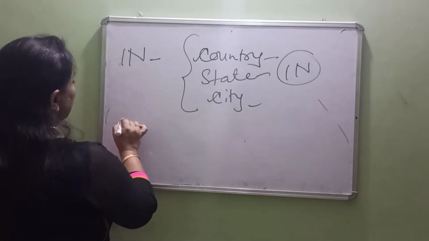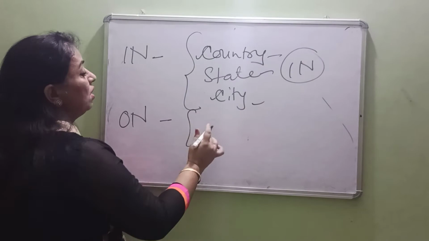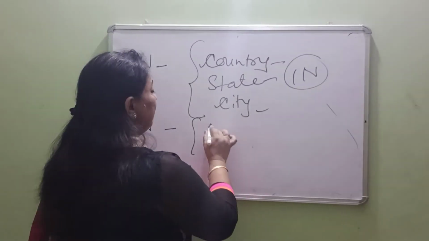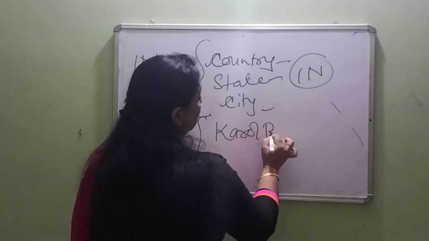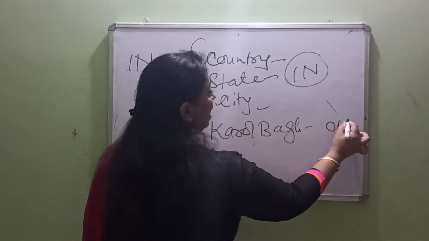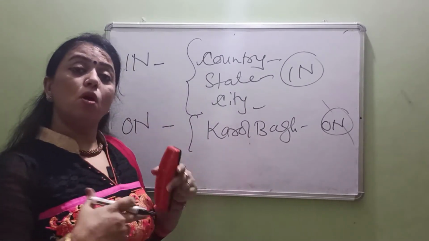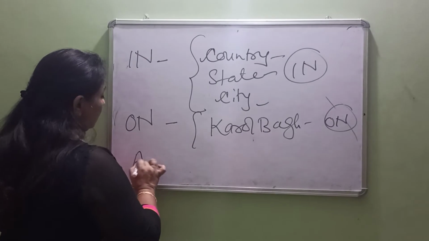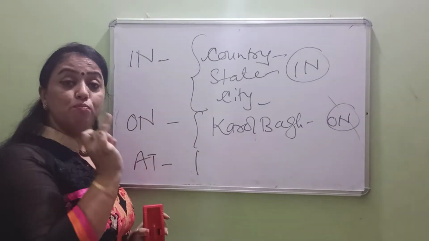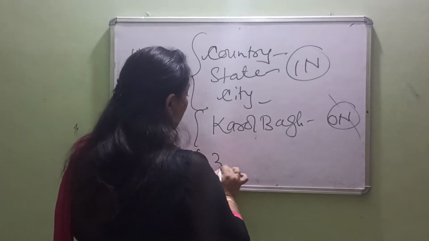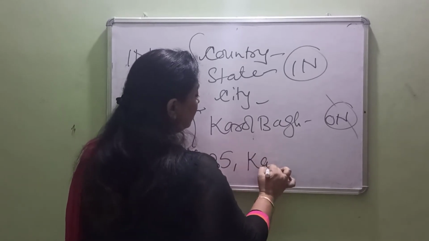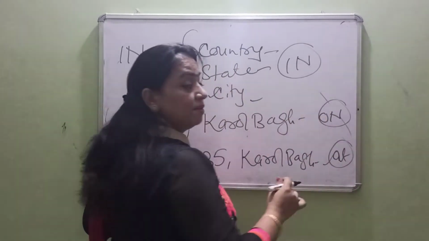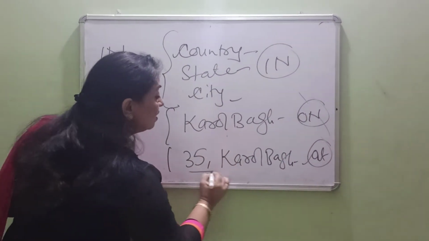Now you come to on. If I am talking about a particular locality, a particular region, just like Karol Bagh, which is a locality, here you are going to write on. I live on Karol Bagh. Now another thing, an exact specific point. When I say I live at 35 Karol Bagh, here you are writing at. Very simple thing: specific thing, at.